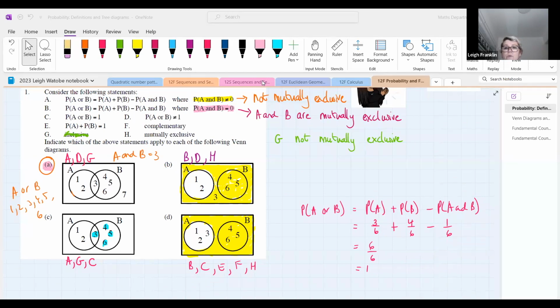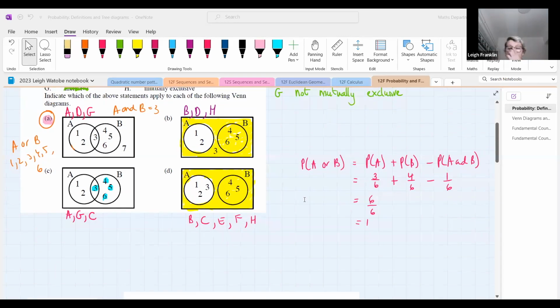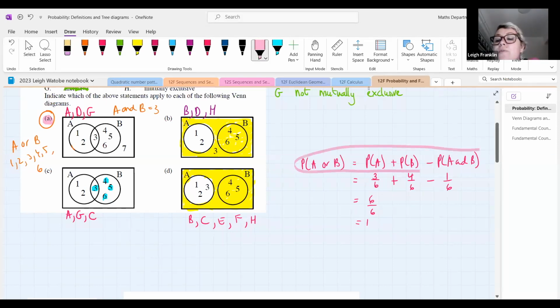Ma'am, I have a question. Go for it. Does the sum formula work for both mutually exclusive and not mutually exclusive? Yes. You can use the sum formula for mutually exclusive and not mutually exclusive events. The only difference is that if events are mutually exclusive, this term is going to be equal to 0. Both will work for events that are either mutually exclusive or not mutually exclusive, 100%.